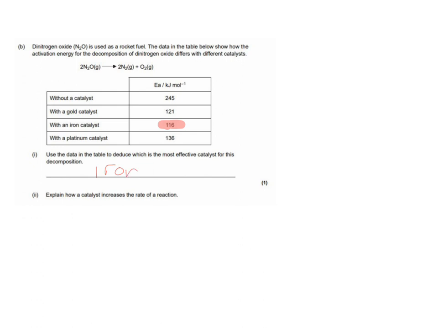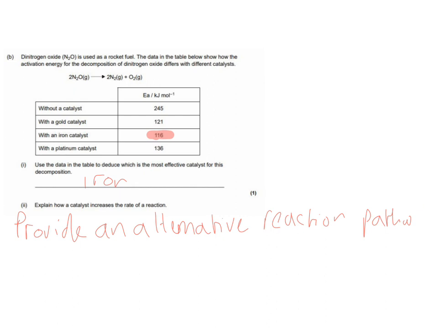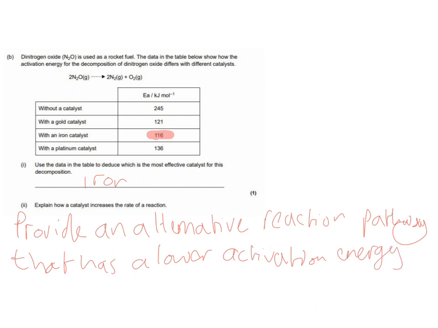Explain how catalysts increase the rate of reaction. So catalysts provide, and this is a key phrase, an alternative reaction pathway, and that therefore has a lower activation energy. Therefore there are more likely to be successful collisions.